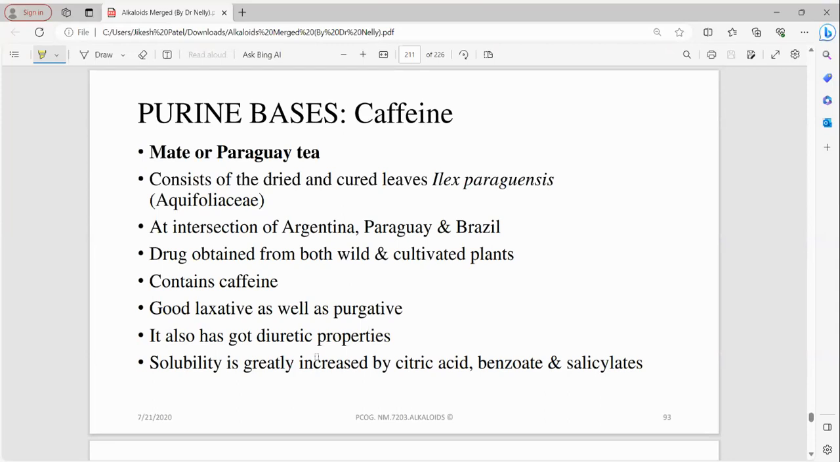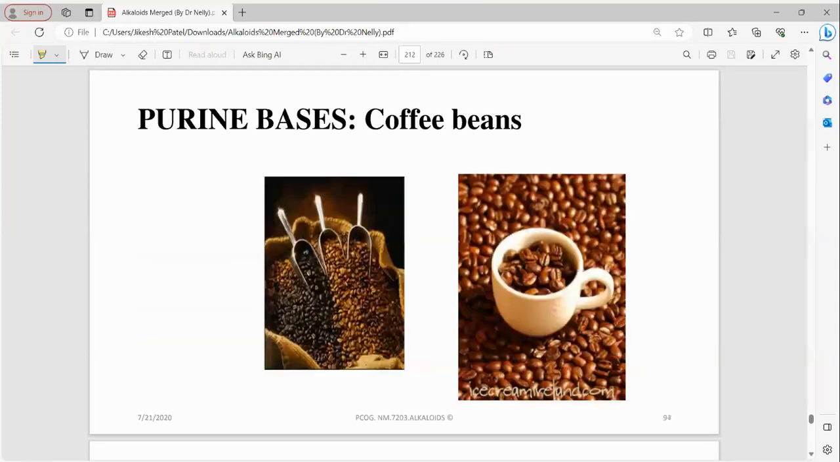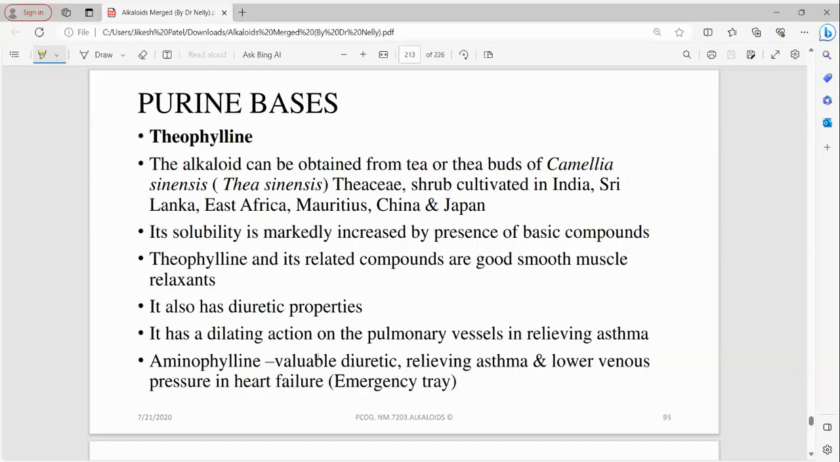Tea contains caffeine, which we just mentioned, so we can skip this. Theophylline can be obtained from tea or the tea buds of Camellia sinensis, previously known as Thea sinensis. This is where you'll obtain your theophylline, right?